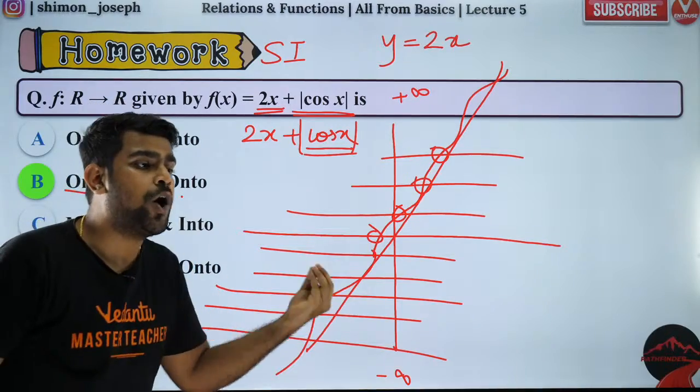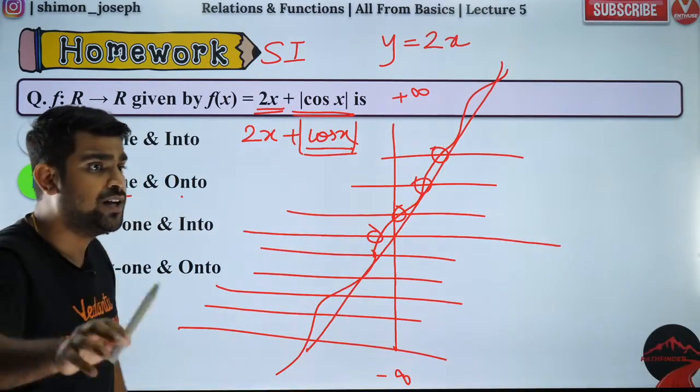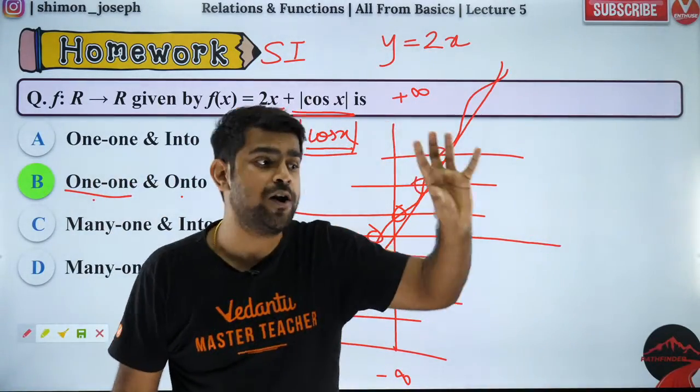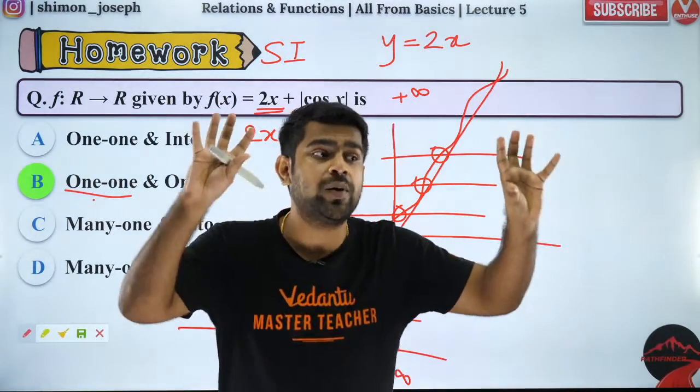So how do you check onto? Chaitanya is asking. Chaitanya, you have to check the y values. Because onto means what, Chaitanya? Onto means the range is equal to codomain.